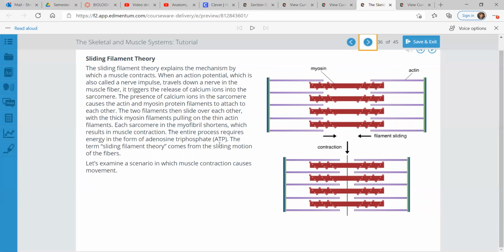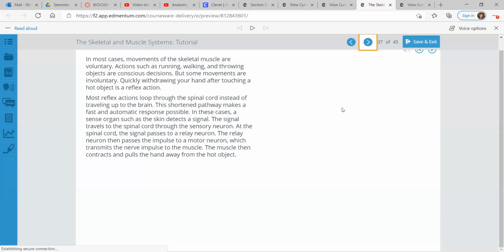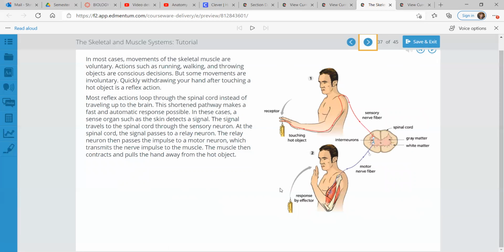So let's examine a scenario in which muscle contraction causes movement. And here we see an example of that. So in most cases, movements of the skeletal muscle are voluntary. Actions such as running, walking, and throwing objects are a conscious decision. Some movements are involuntary, like withdrawing your hand after touching a hot object is a reflex. You're not really thinking about what's happening.